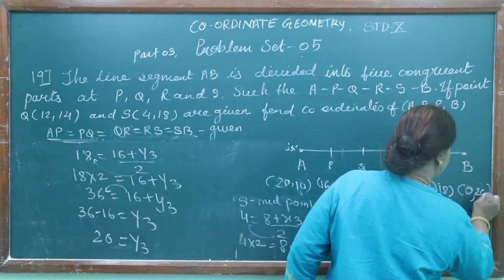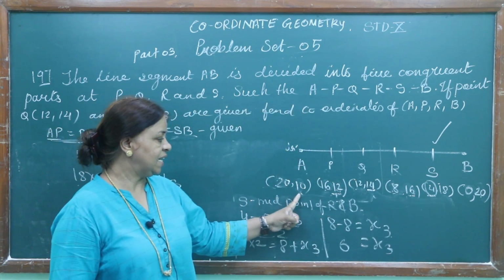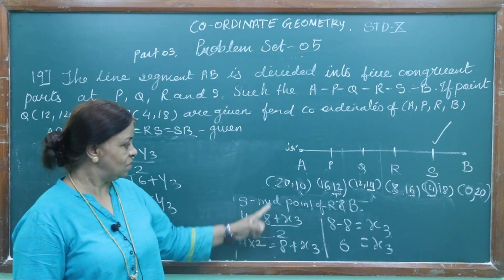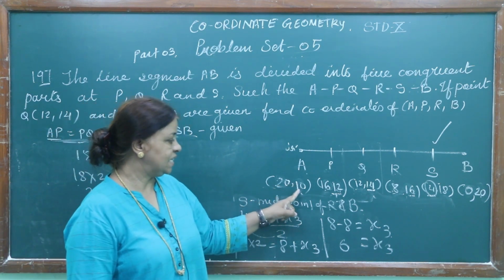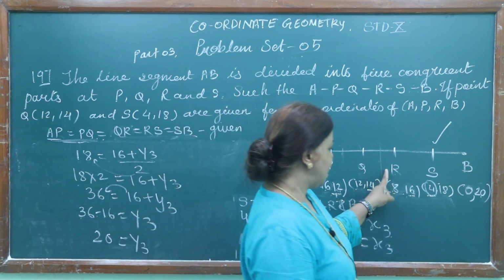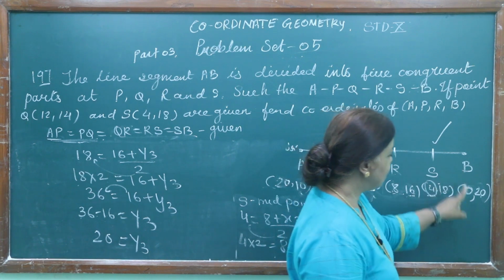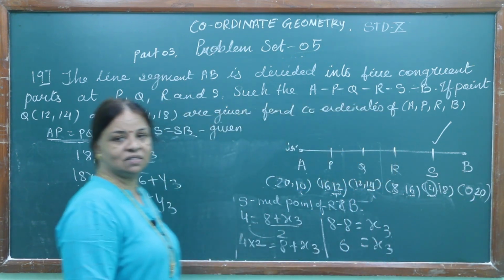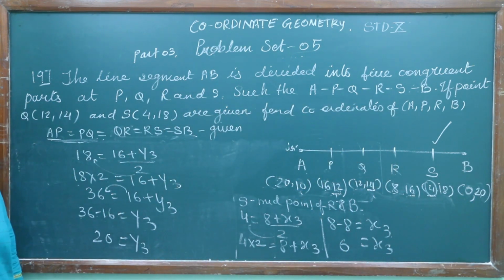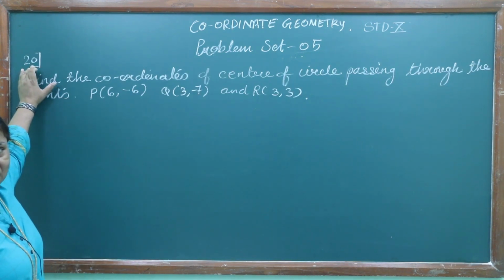Children, you pause the video and solve the sum. See here, A coordinate (20, 10). At the end you need to write down coordinate of A is (20, 10), coordinate of P is (16, 12), Q is (12, 14), and (12, 14) was given, R is (8, 16) and B is (0, 20). This completes the sum. You can pause the video and you can solve this. 20th question of problem set, children, second last sum.